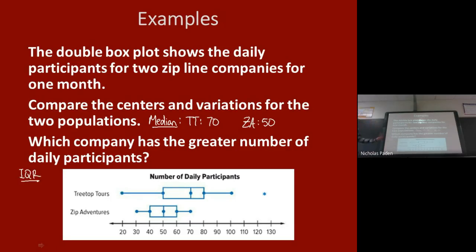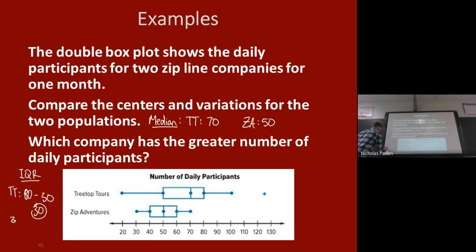The IQR, we find for Treetop Tours by subtracting the number at the end of the box, which is Q3, minus the number at the beginning, which is Q1. So where does Treetop Tours' box end? The box ends at 80. We're going to subtract 50 from that because that's where their box begins. 80 minus 50 would give us 30.